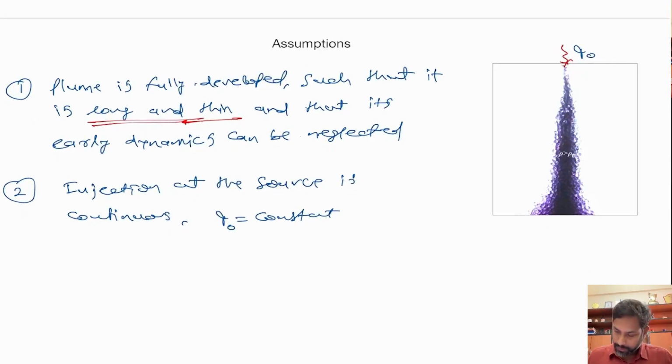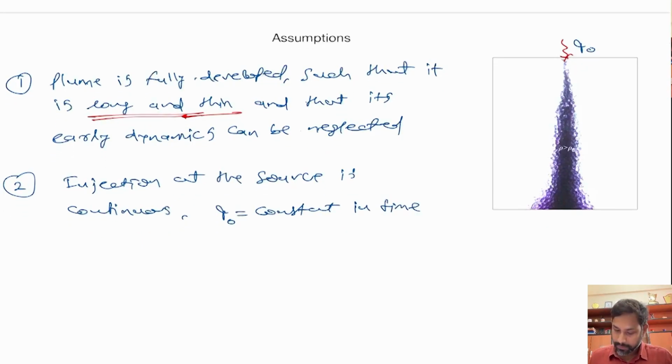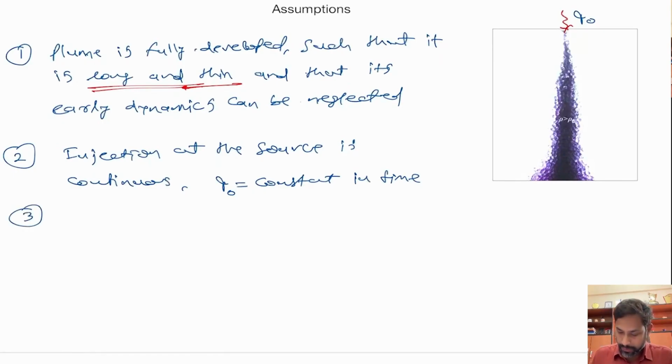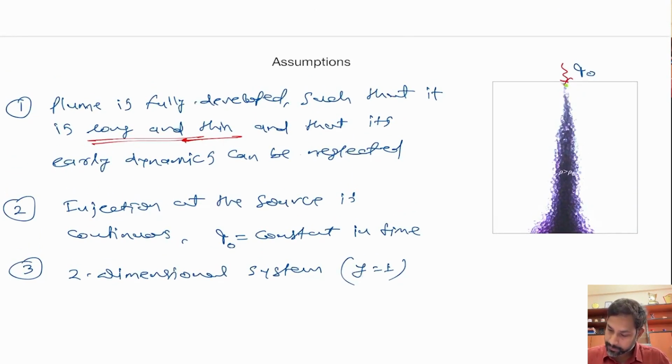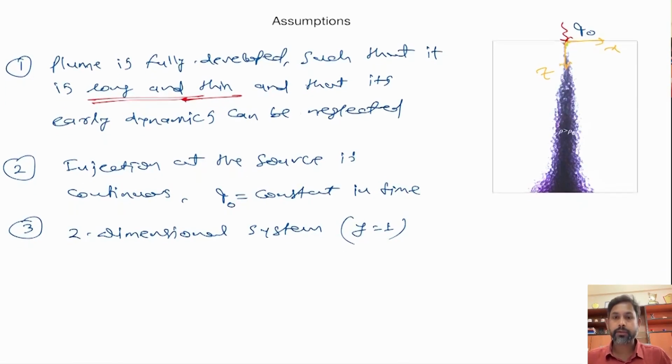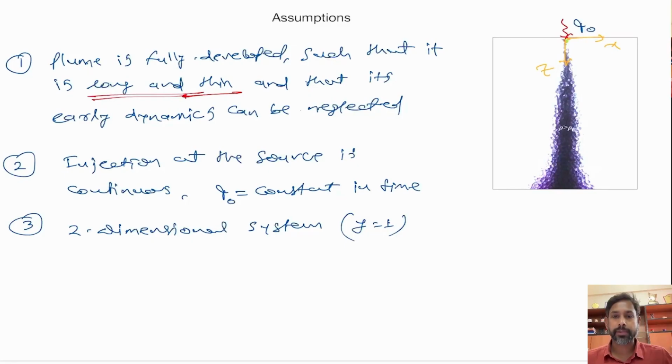So constant in time, and we are solving for a two-dimensional system. So we assume the third dimension to be of unit depth. So we will consider y to be equal to 1. Consider that this is your z-axis, this is your x-axis, and then y is in the third direction, and that we are considering to be equal to 1. So we don't worry about what happens in y. So flow is symmetric across the depth.